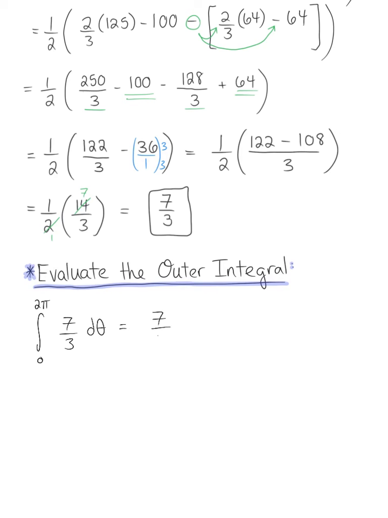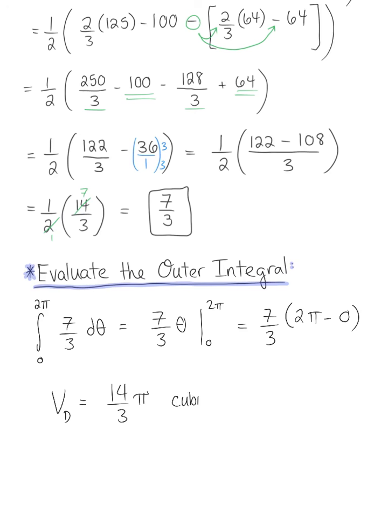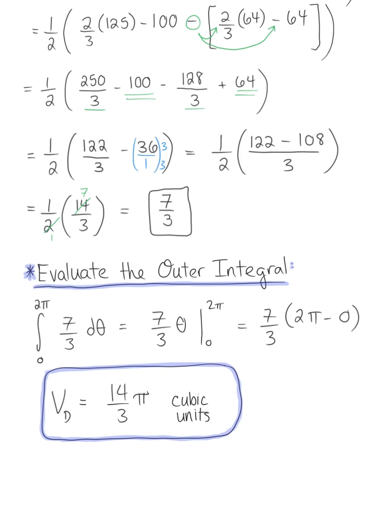Another cute general antiderivative. This integrates to 7 thirds times theta from 0 to 2 pi. So evaluating, we have 7 thirds multiplied by 2 pi minus 0. And this leaves us with a beautiful final answer. This volume of this solid region D is equal to 14 thirds pi. And because this is a volume, we want to be sure to include cubic units. And so there you have it. This is our beautiful final answer.